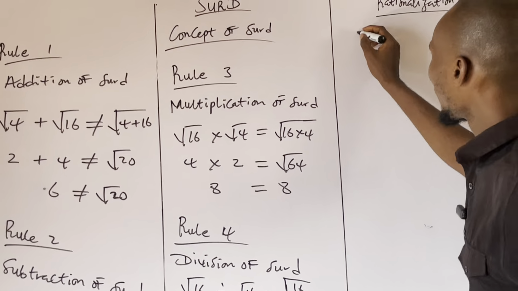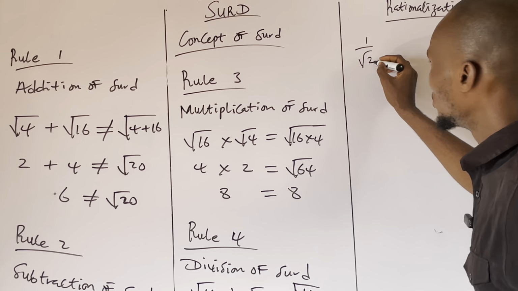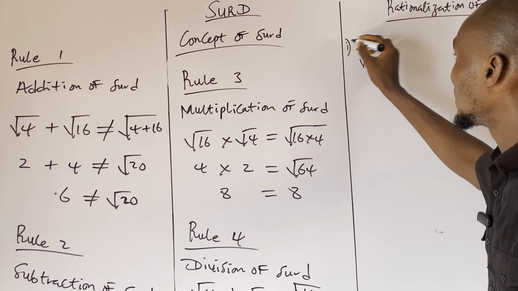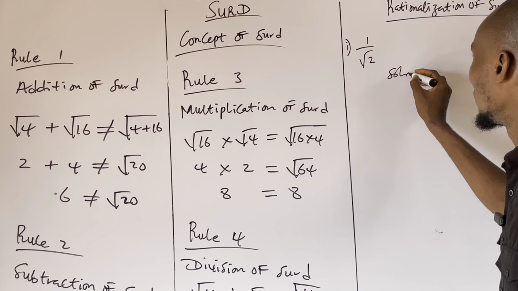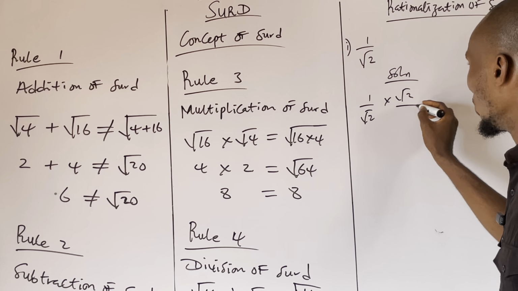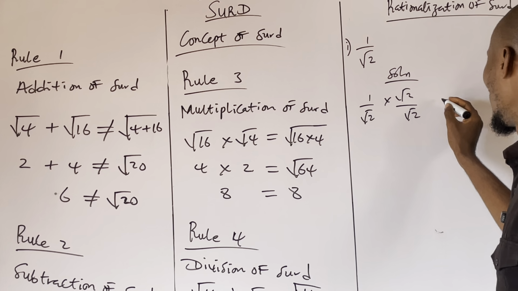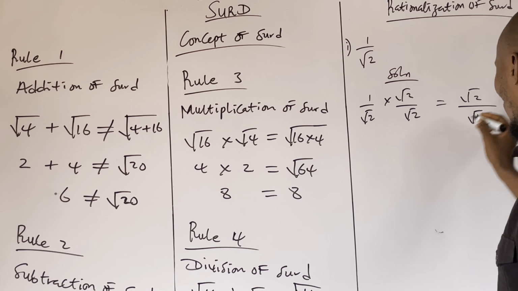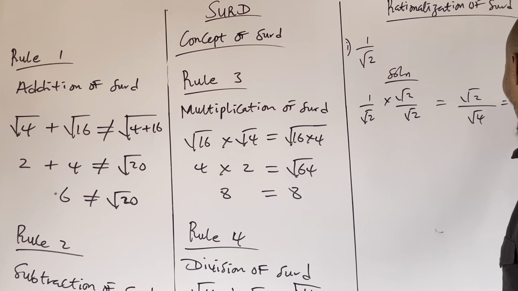When you have 1 over root 2, for instance, and you're asked to rationalize this, this is the solution. This is 1 over root 2 times root 2 over root 2. This will give you root 2 over root 4, which is equal to root 2 over 2. Final answer. Did you understand? Let me give you a second example.